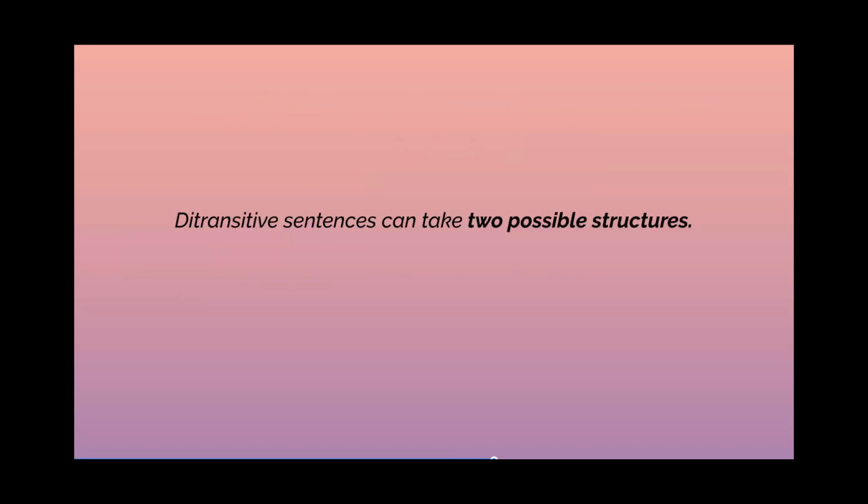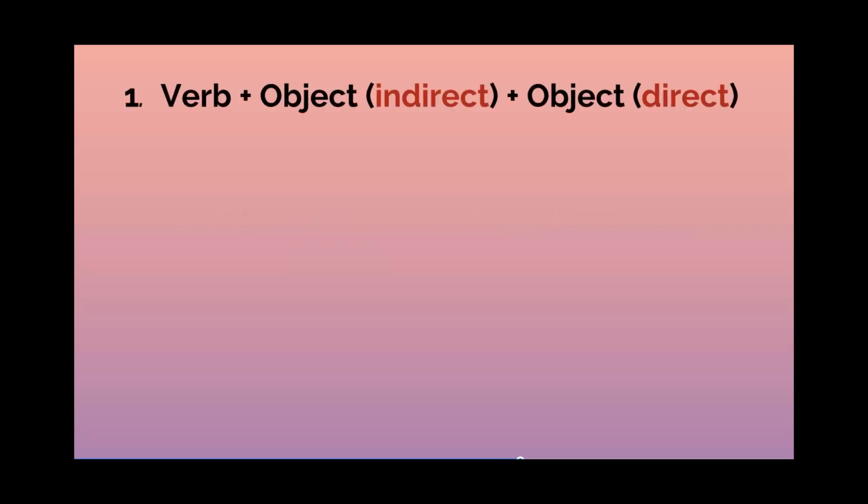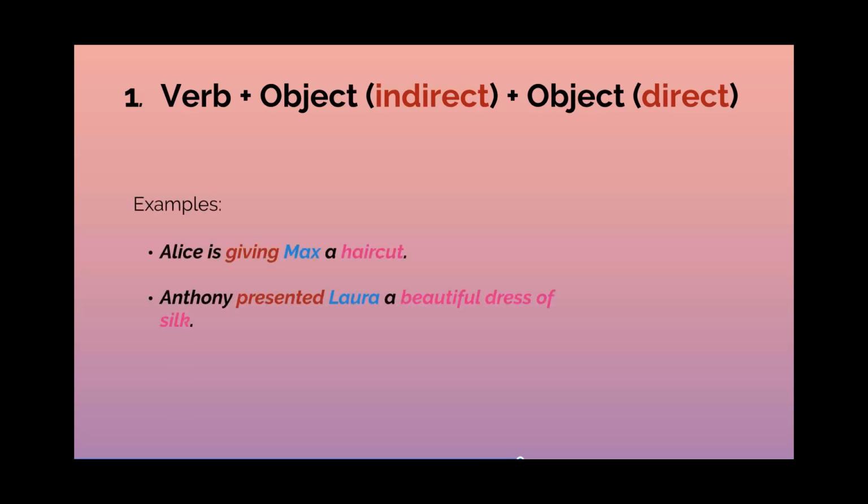A ditransitive verb can take two possible structures. The first structure is the verb, which is followed by the indirect object, which is followed by the direct object. For example, Alice is giving Max a haircut. Here, Max is the indirect object who is receiving a haircut, which is the direct object.